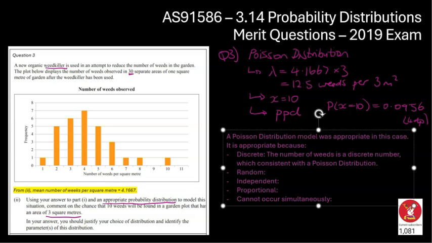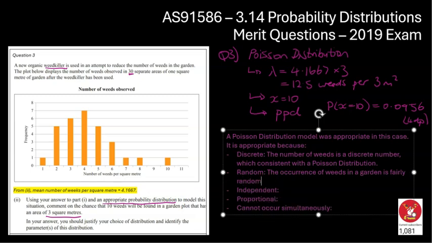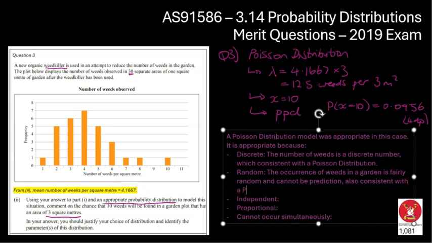If you think of your garden at home, there's no real rhyme or reason why weeds pop up where they do. They are random, so it makes sense. So the occurrence of weeds in a garden is fairly random and cannot be predicted. Also consistent with a percent distribution. Okay, so it's definitely random.